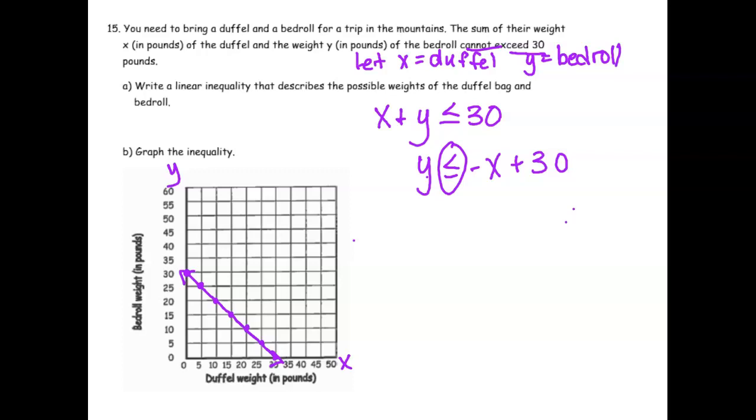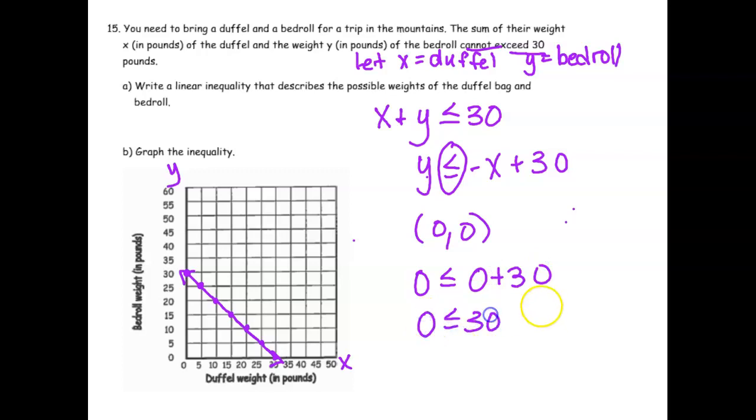And then we test the point (0, 0). If we put in (0, 0), we would get 0 is less than or equal to 0 plus 30. Is 0 less than or equal to 30? That would be true. So that means we would want to shade this side right here. So any combination of duffel bag and bedroll weights in this region would satisfy the inequality.